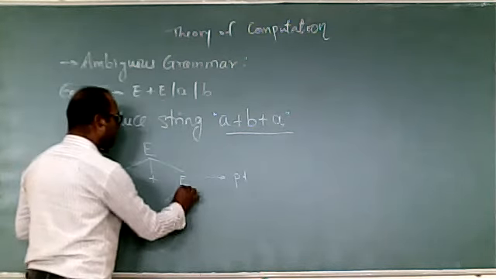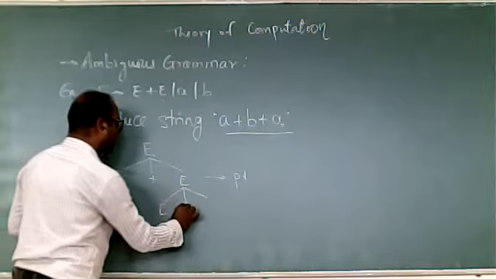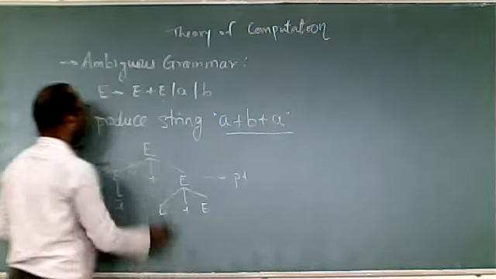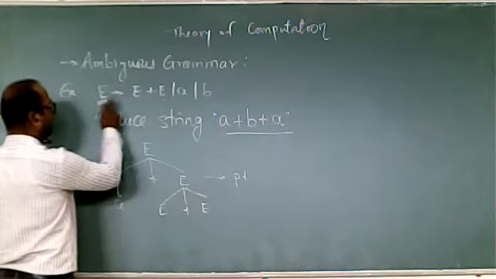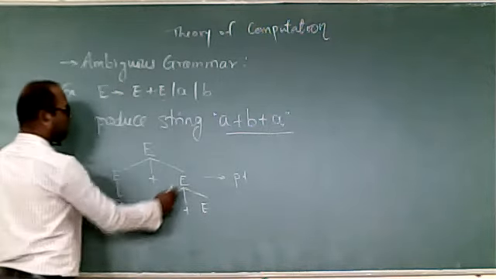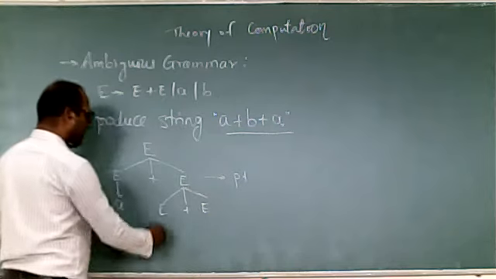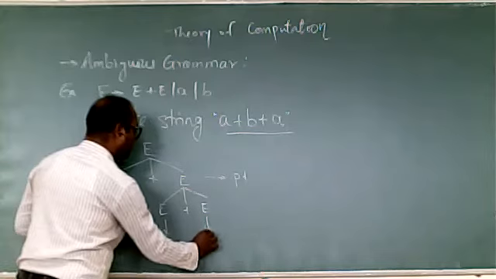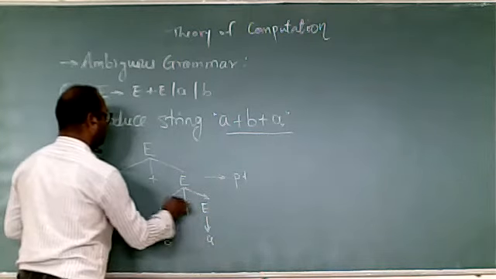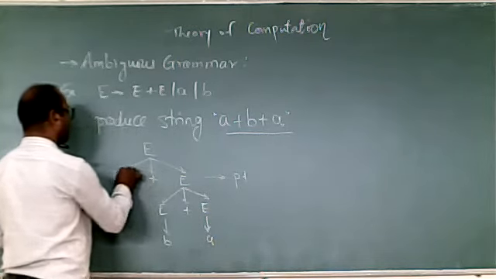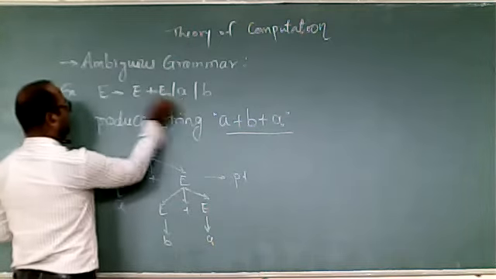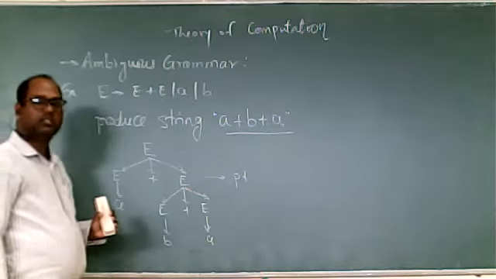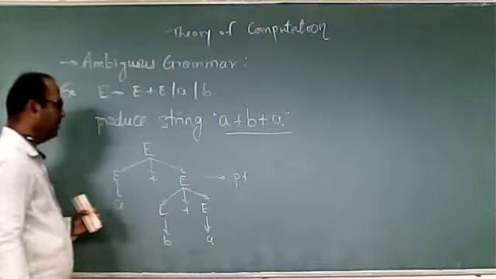Now this E I will replace again with E plus E, because we want B plus A. So the first production again, E produces E plus E. That same production I will use. Now after that this I will replace with B, and this I will replace with A. So with the help of these productions, I will generate the string of terminals.